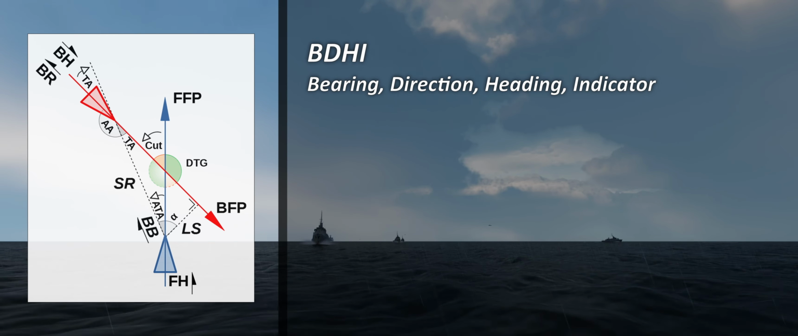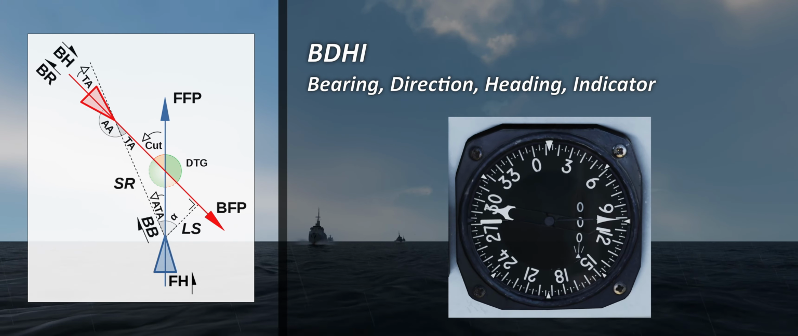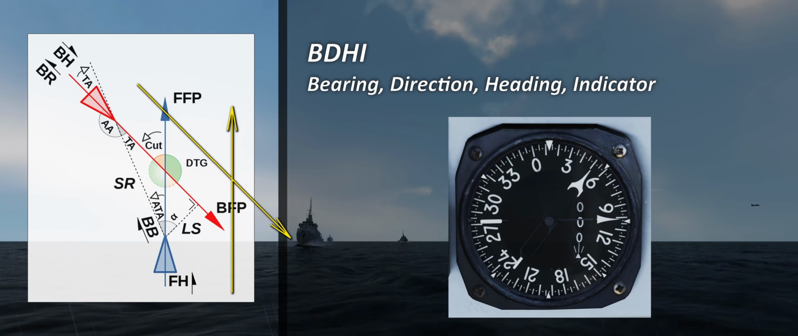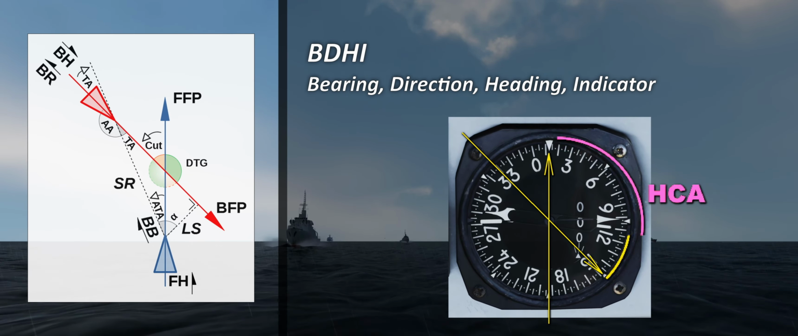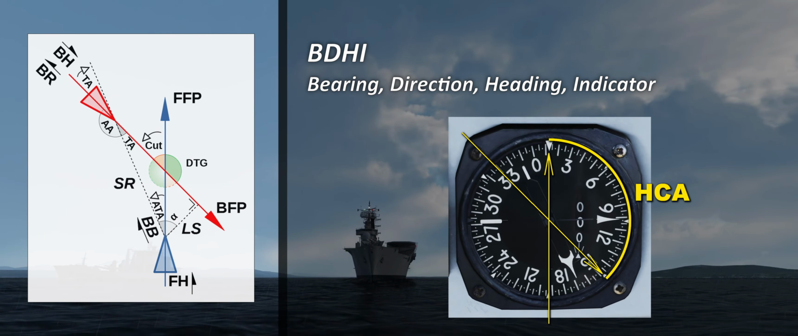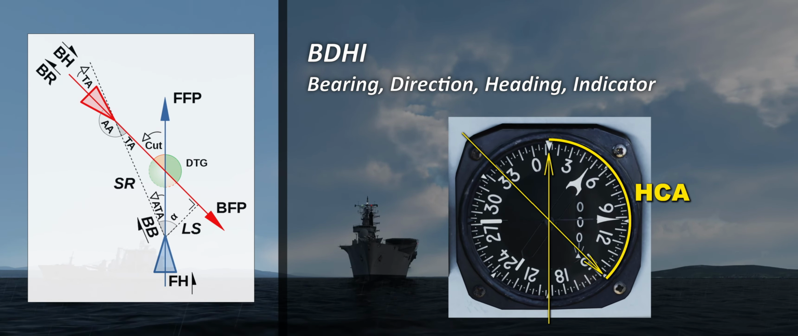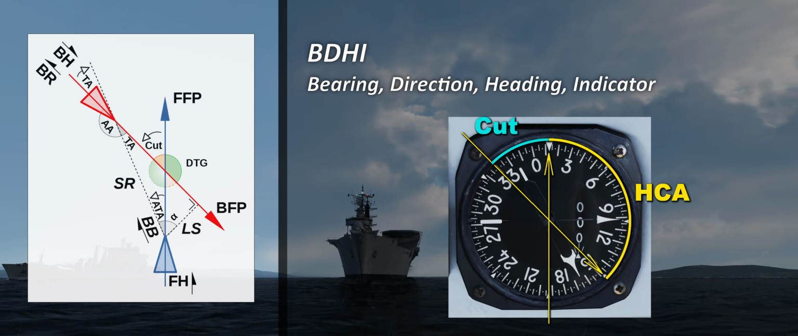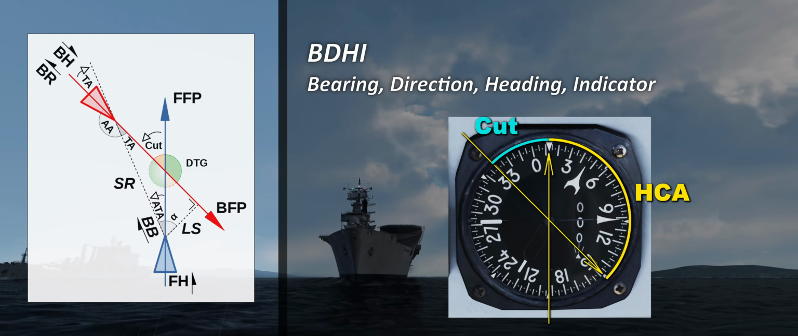Anyway, starting from the bandit heading, we can use the DBHI to determine the HCA or the cut. The indicator always points towards the heading of the aeroplane. Therefore, we just have to look clockwise or counterclockwise until we find the bandit heading. This is the HCA. On the other hand, if you prefer working with the cut, simply consider the target reciprocal and do the same operation.